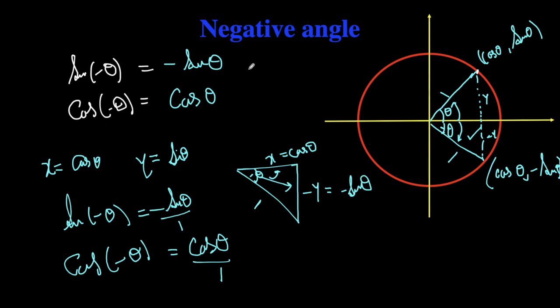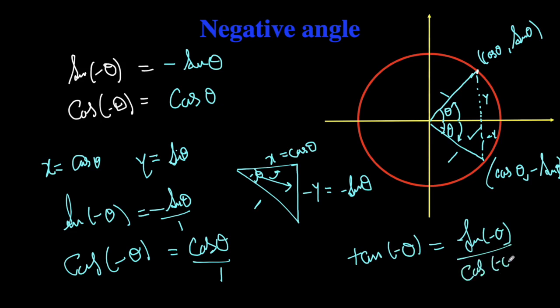So similarly, if you try to calculate the tan of minus theta, we know that tan of minus theta is always sine of minus theta over cos of minus theta, and that will be equal to minus sine theta over cos theta, because sine of minus theta is minus sine theta. And this is equal to what? This is equal to minus tan theta. So in tan also there will be a change, and there will be a change in sine of minus theta, but there is no change in the cos theta.